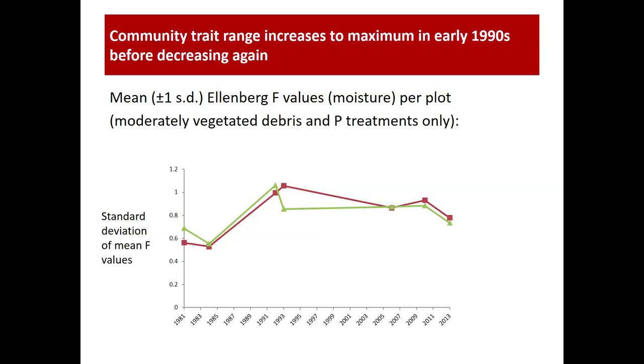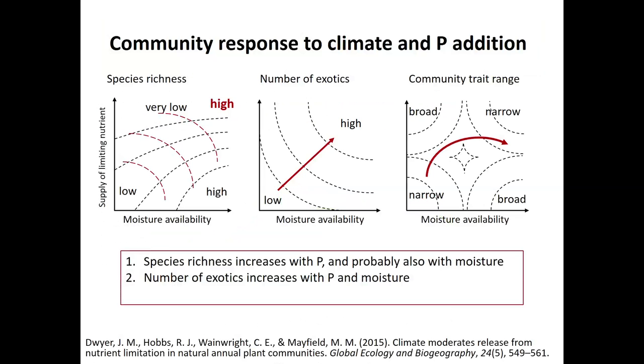So that sort of agrees with their idea that we have a narrow trait range that broadens and then narrows again when moisture availability and phosphorus, in our case, becomes more available. But given our other line of evidence, our community composition that shows a reversion back to the former community, I thought it was probably more likely that we were going from a narrow community trait range and then returning back to that, because we're seeing a reversion of the community composition towards the things that are more tolerant to serpentine debris and the general arid and nutrient poor conditions.